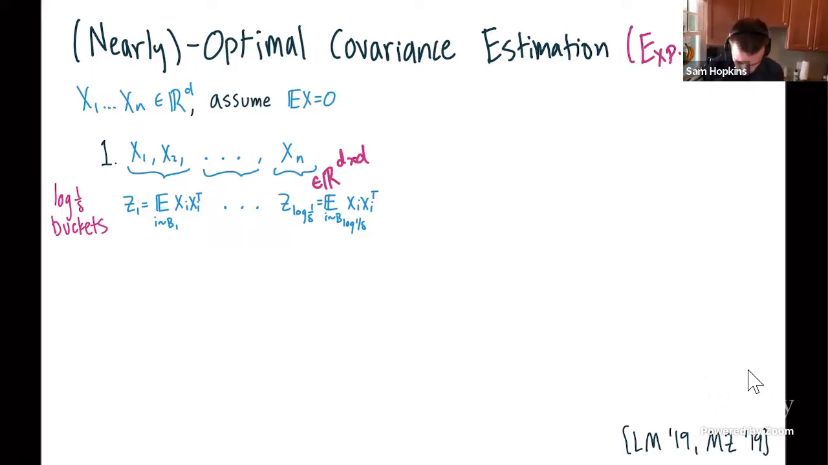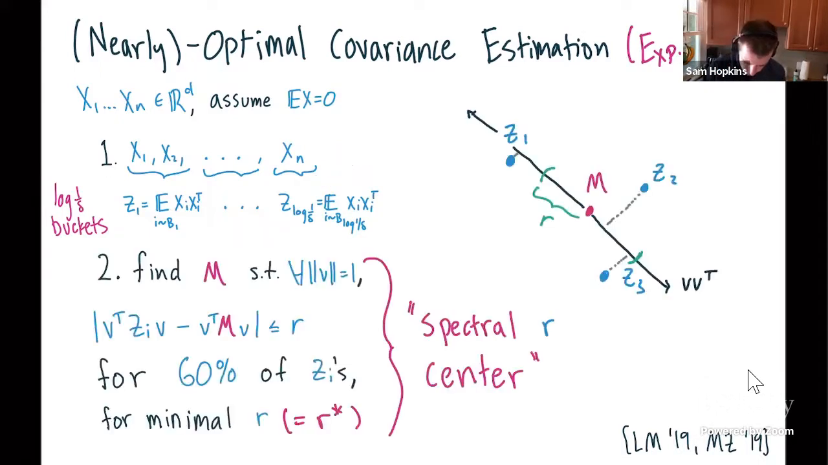And then we do something fancy. So now I have these Z's. They are independent, unbiased estimators of the covariance, but on their own, they're no better than the empirical covariance, right? They're actually worse. They don't give you high probability guarantees in the setting of just a constant number of bounded moments.